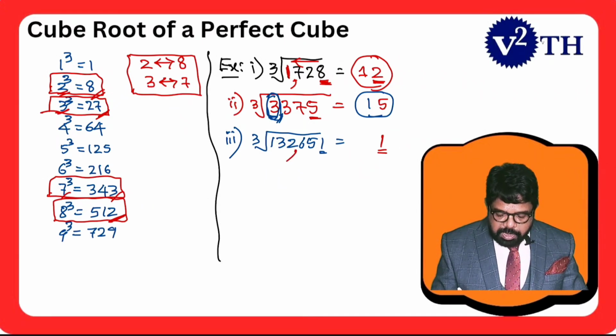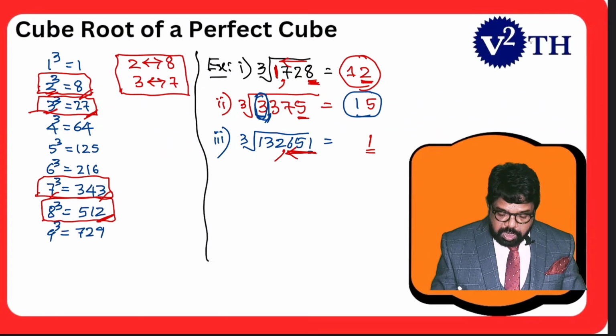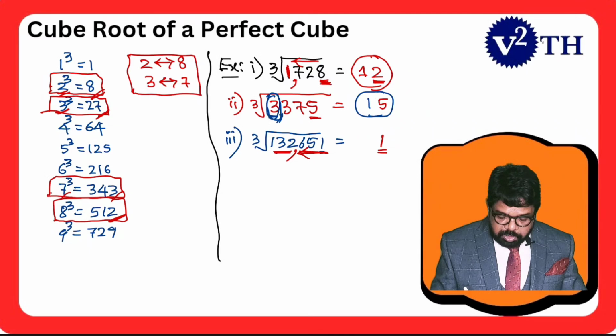After 3 digits, put comma. Count from right. After 3 digits, put comma. Now calculate the cube root of 132. What is the cube root of 132?